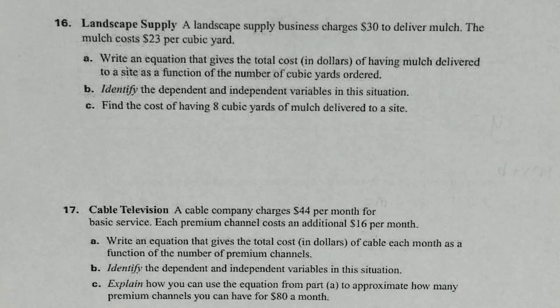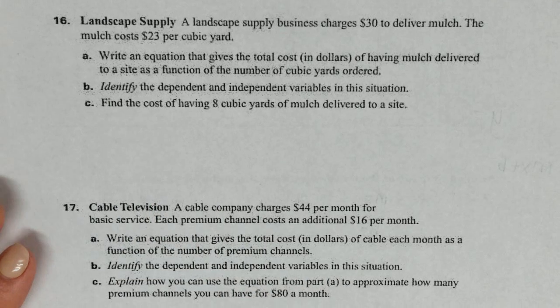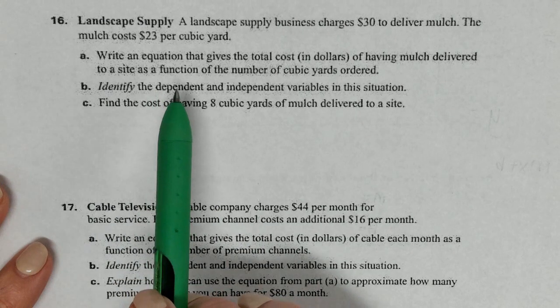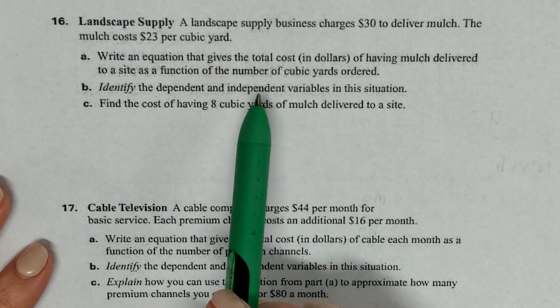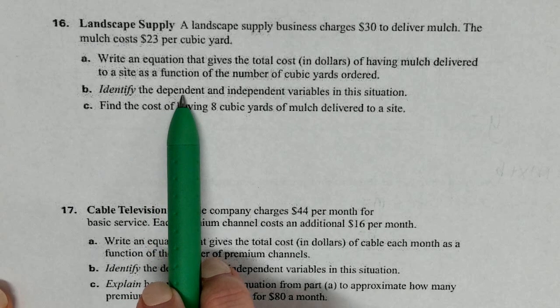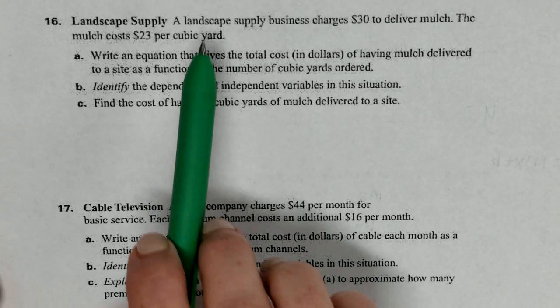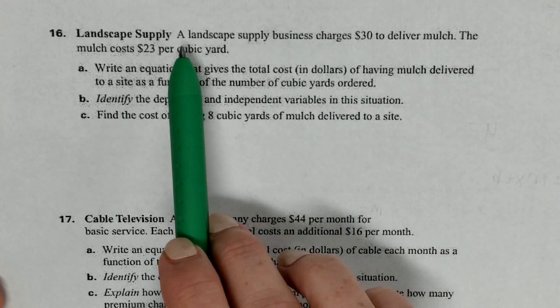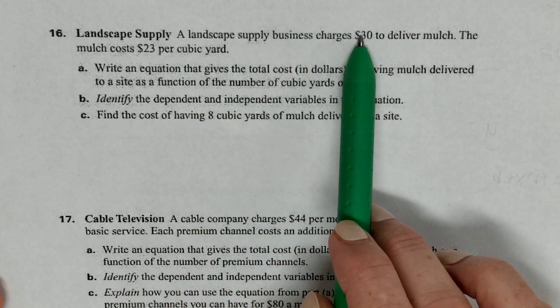They're really, really easy. Like A says, write an equation. B says, identify the dependent and independent variable. Guys, whatever is representing the x is independent. Whatever is representing y is dependent. But I don't want you saying the dependent is the y. I want you telling me, what is it talking about? So here we're talking about what?